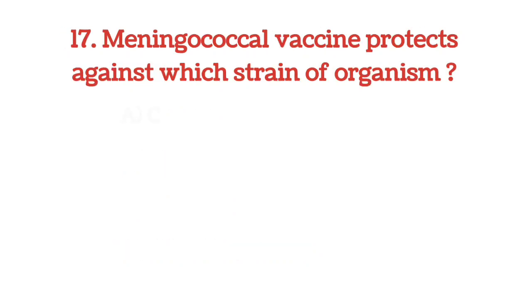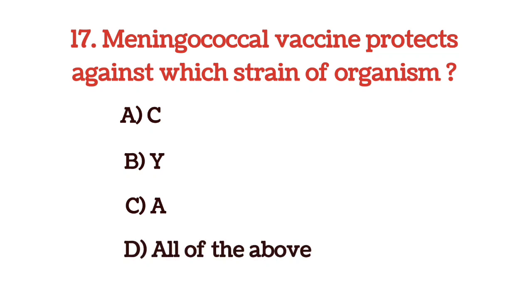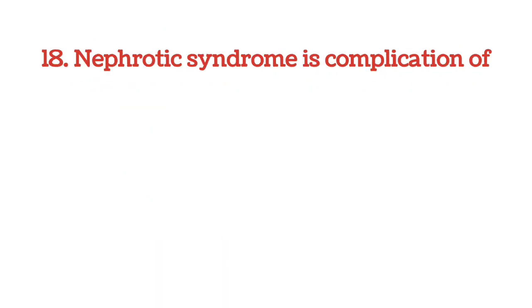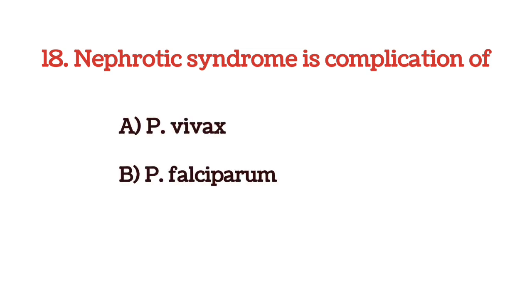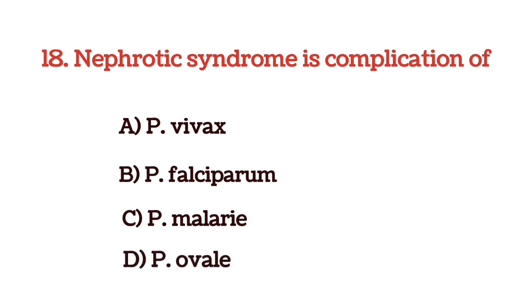Meningococcal vaccine protects against which strain of organism? And the options are C, Y, A, and all of the above. And the answer is option A, C strain. Nephrotic syndrome is a complication of, and the options are Plasmodium vivax, Plasmodium falciparum, Plasmodium malariae, and Plasmodium ovale. And the answer is option C, Plasmodium malariae.